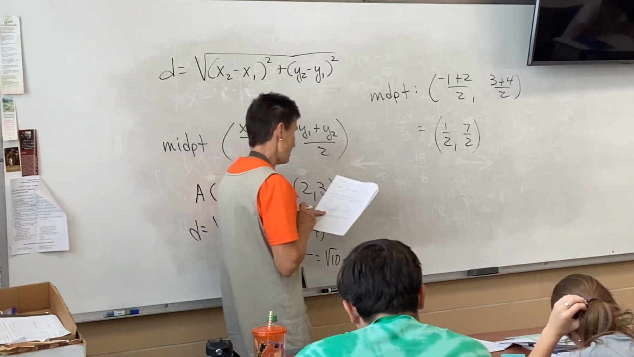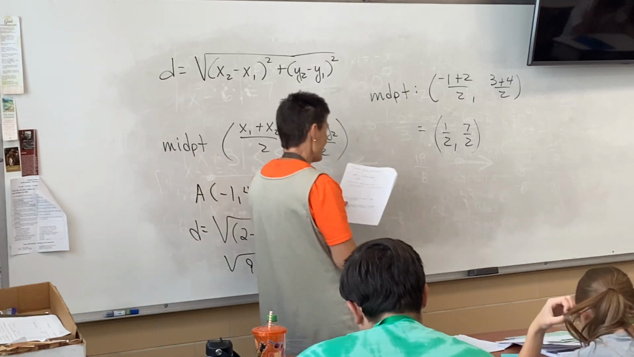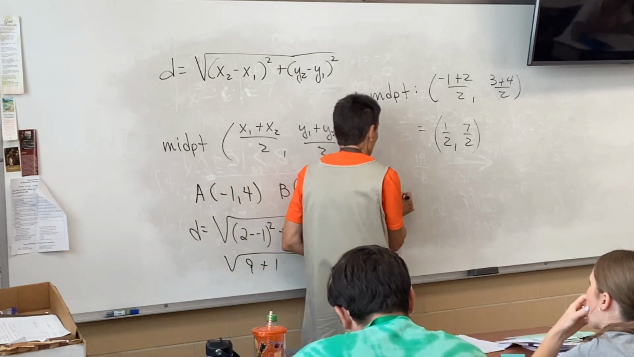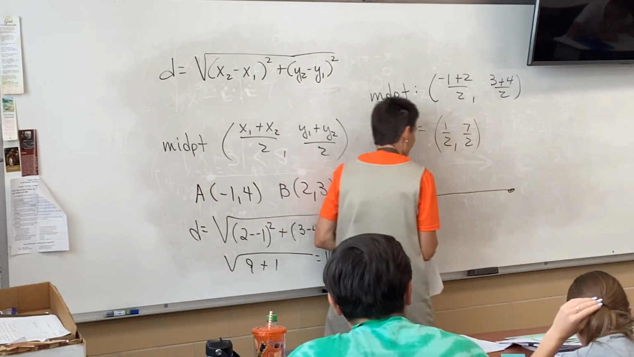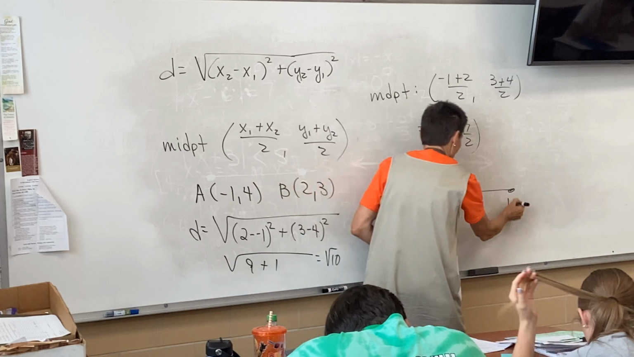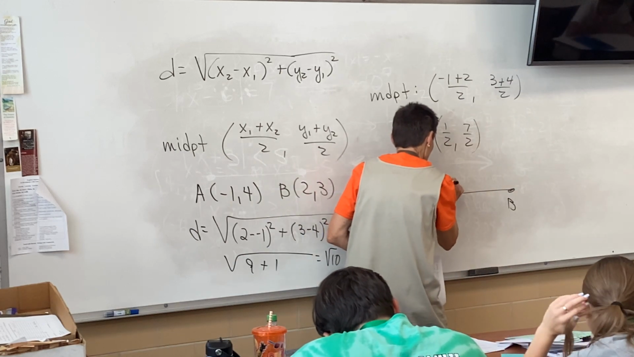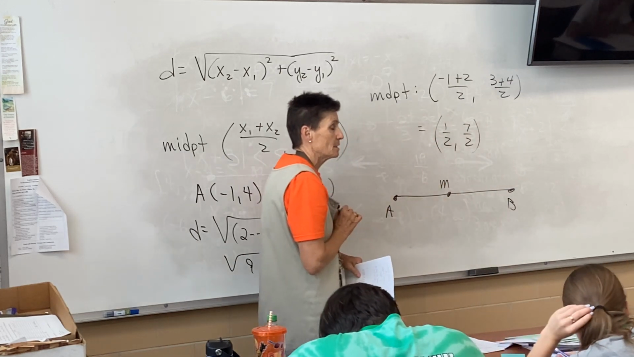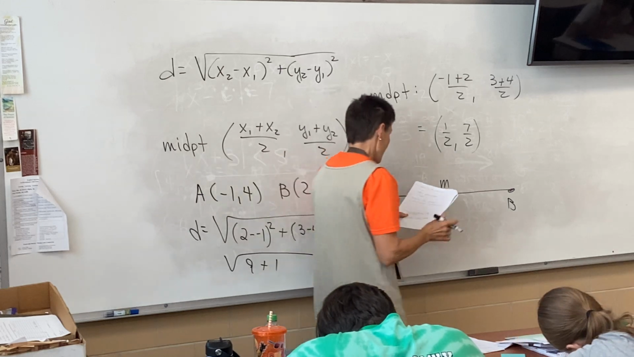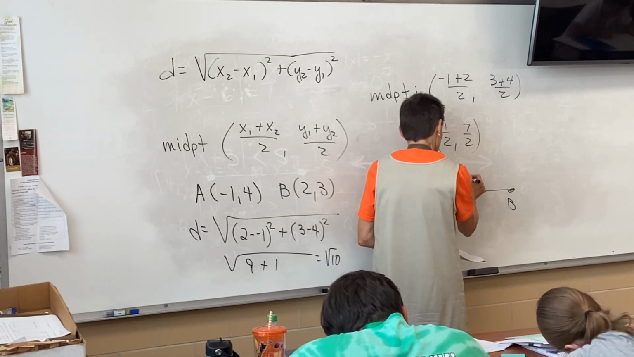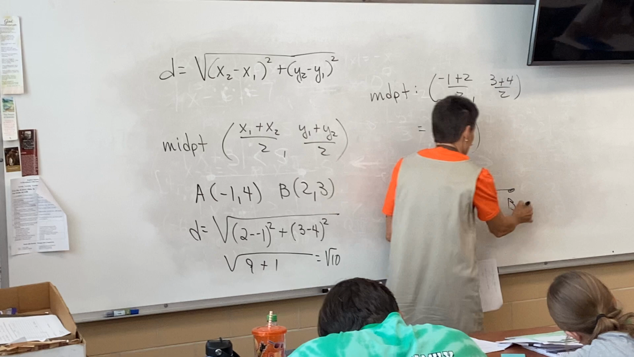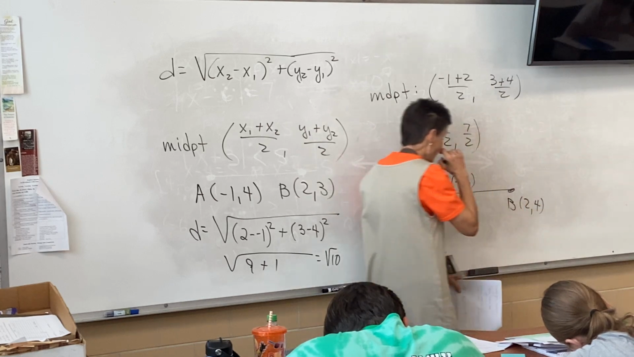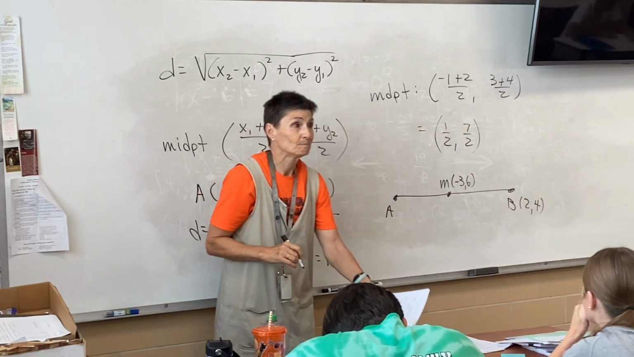All right, let's skip down to number 9 now. Find A if M is the midpoint of AB. So think about A, here's point A, here's point B, and right in the middle of them is point M. M is negative 3, 6. B is 2, 4. Tell me how you're going to figure out point A.